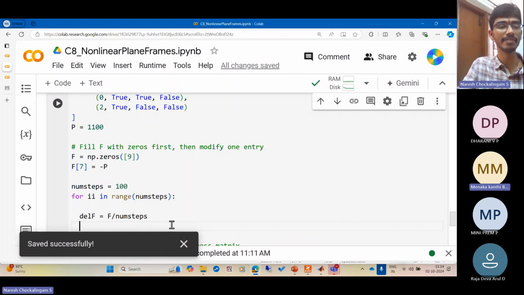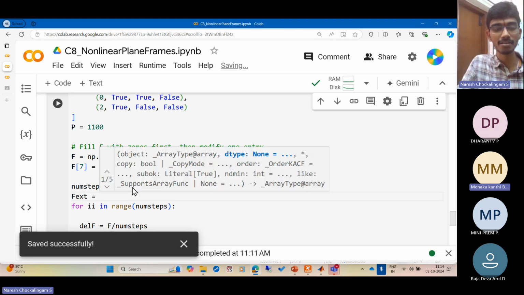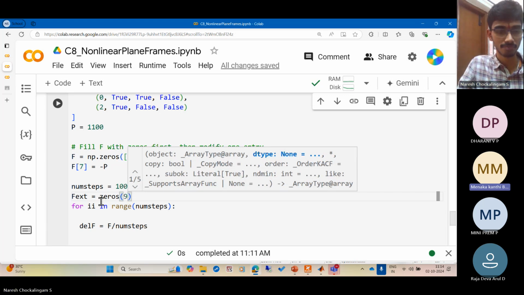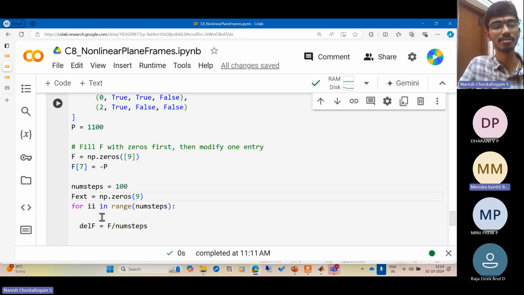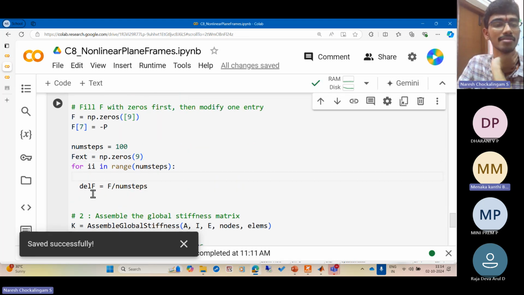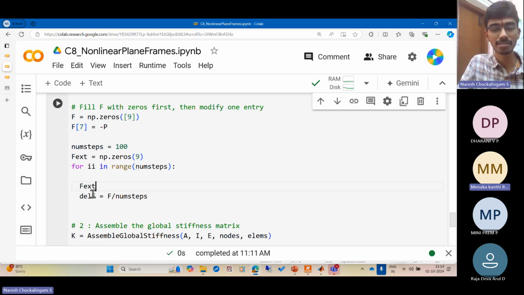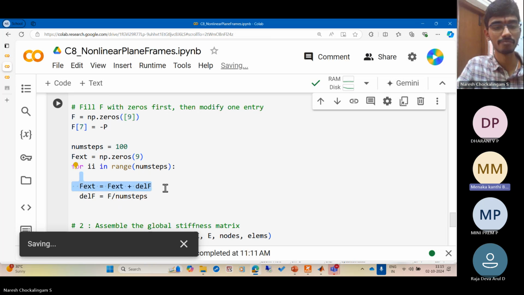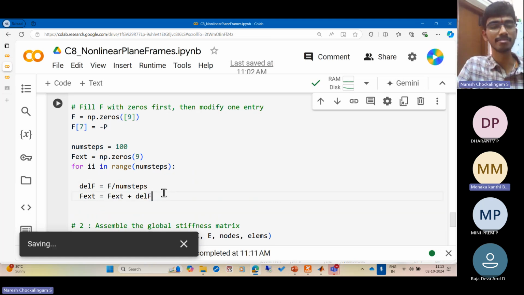So this I can call F external, right? Now let me have F external is zeros. So initially F external is NP dot zeros of size 9. Initially I don't have any external force. Then I have to apply the external force in small steps. So in the first iteration, F external is equal to F external plus del F. This should come after defining del F. I'm applying external force. Very good.